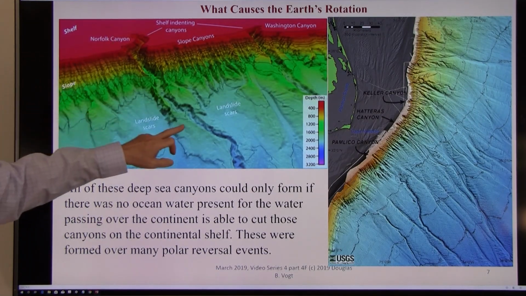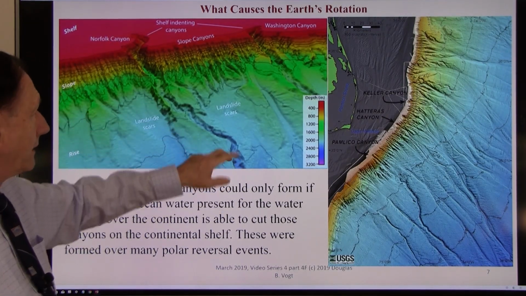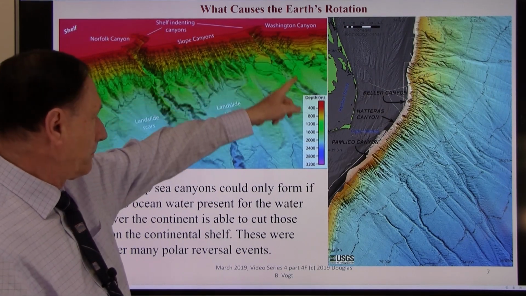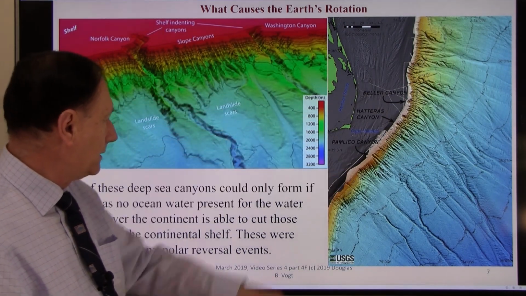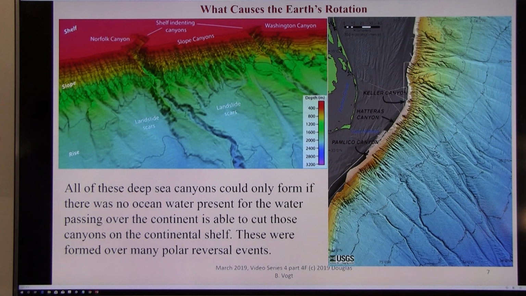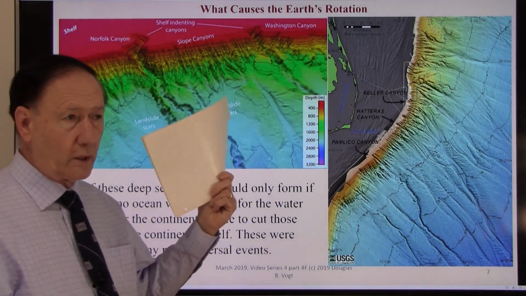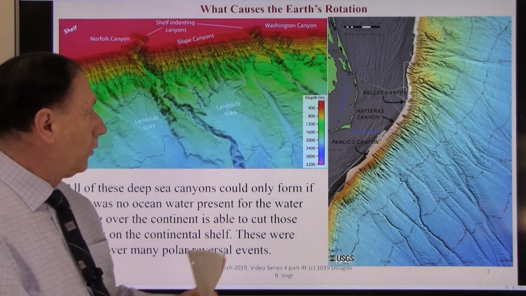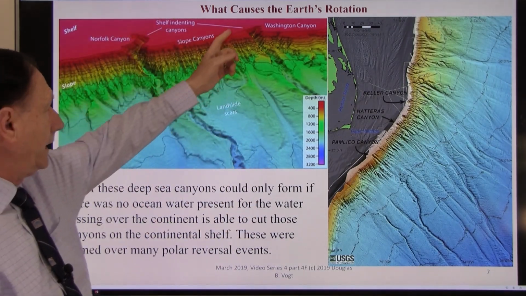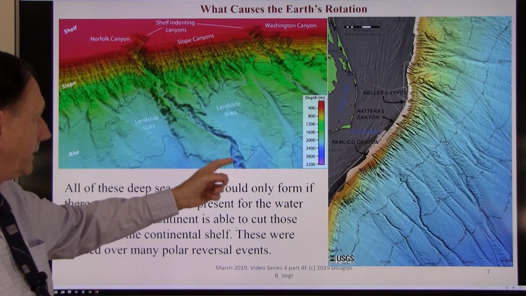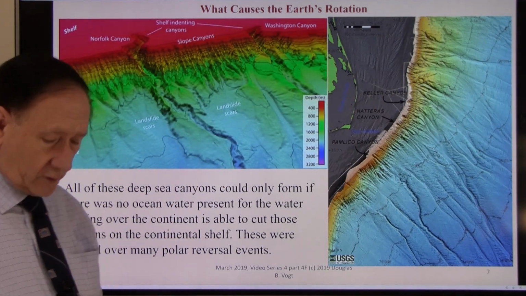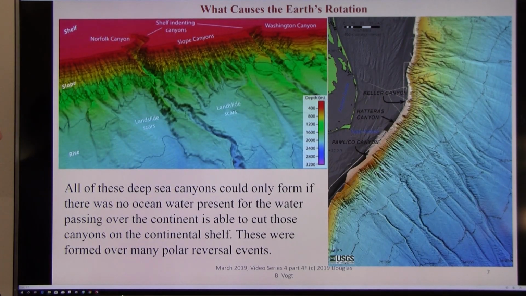Here's the Norfolk Canyon, all the way down to the bottom of the Atlantic. Washington, which is the Potomac River, goes all the way down to the bottom. You can't explain this unless no seawater was there. And water rushed over the continent and continued to cut deeper and deeper gorges on the continental shelf over repeated times.